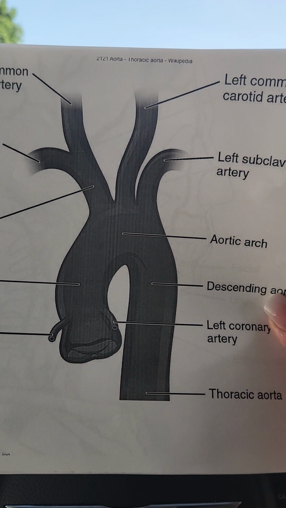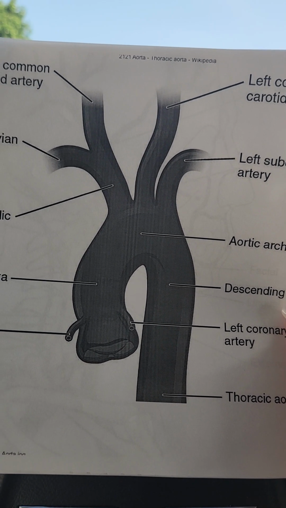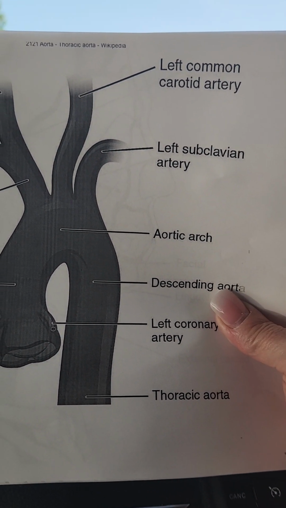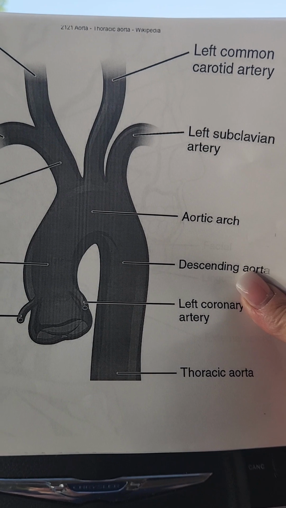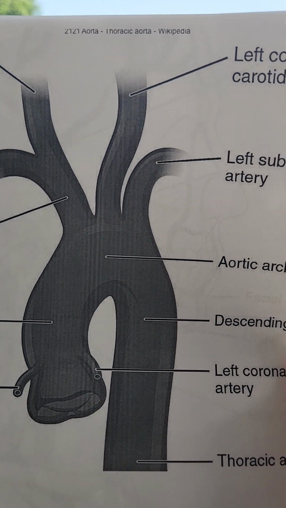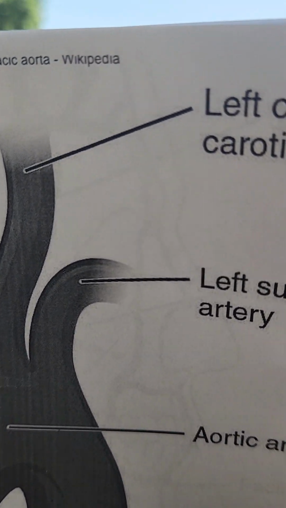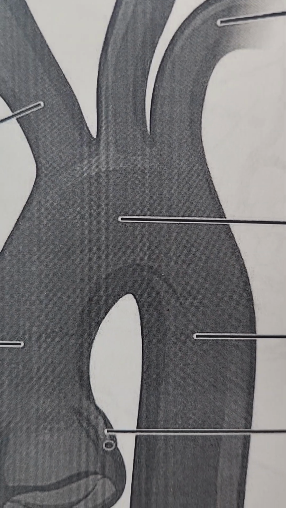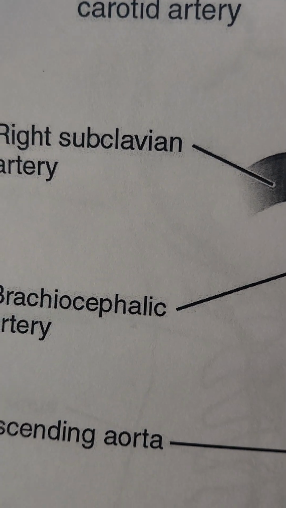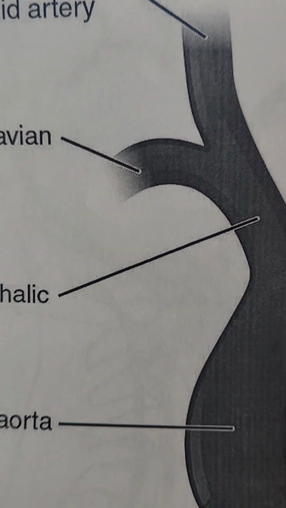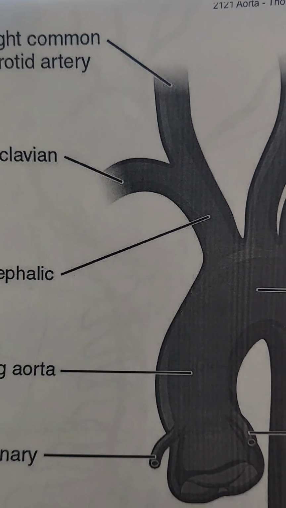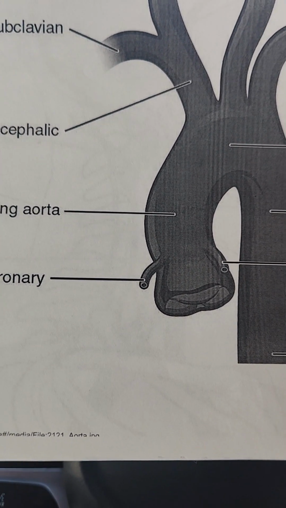The right common carotid artery, okay, starts from the brachiocephalic artery in the neck, while the left common carotid artery arises from the thorax, from the arch of the aorta. So you see the left common carotid right here is coming straight from the arch. But over here, the right subclavian comes off of there. Brachiocephalic, we have the common carotid, but it's brachiocephalic, okay?